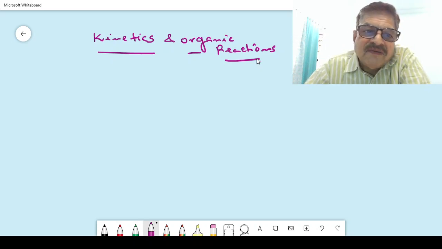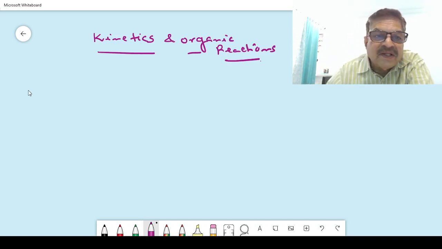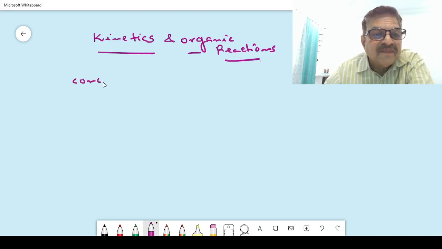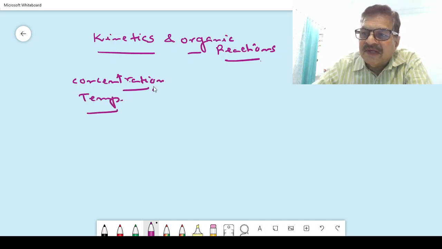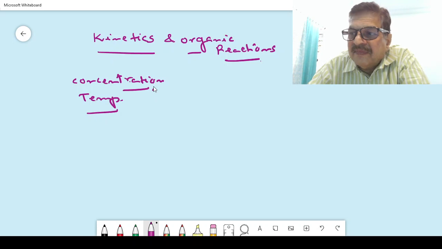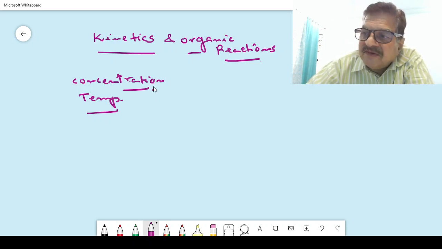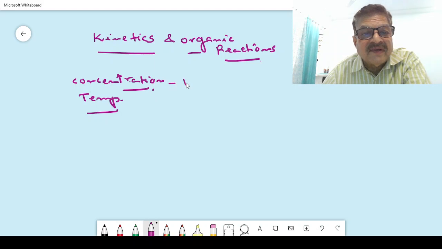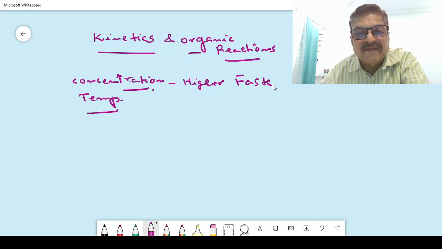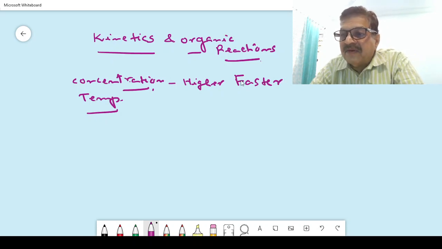Apart from this, reaction rates are influenced by the concentrations of the reactants and by temperature. These are two other variables that affect the reaction rate. The higher the concentration of the starting materials, the faster the rate. So higher concentration means a faster reaction.